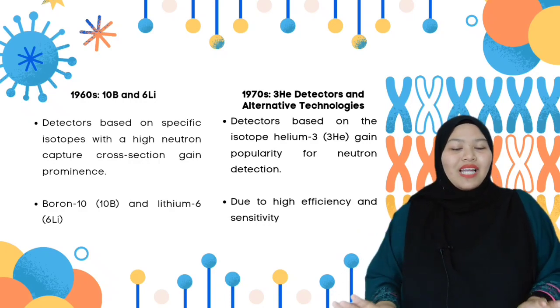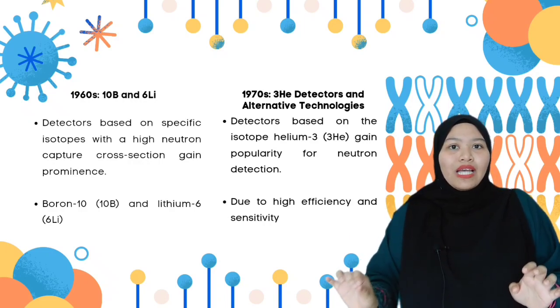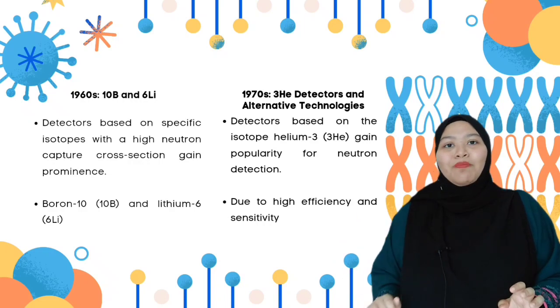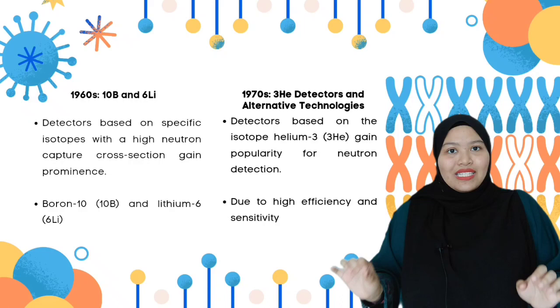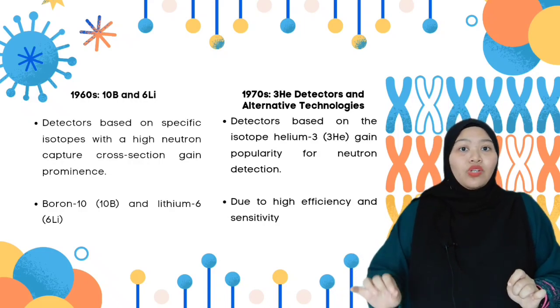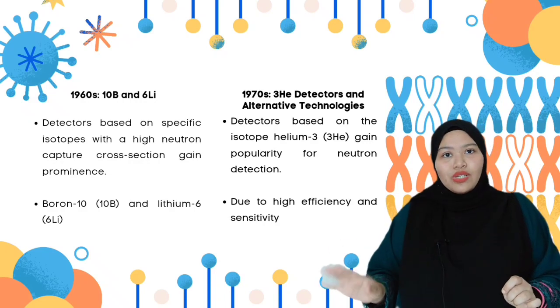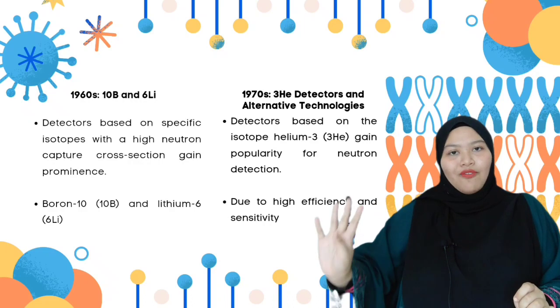Starting in the 1970s, detectors based on the isotope helium-3 gained popularity for neutron detection due to their high efficiency and sensitivity. Until now, the field of neutron detection continues to advance with ongoing research and development aimed at improving sensitivity, efficiency, and portability.